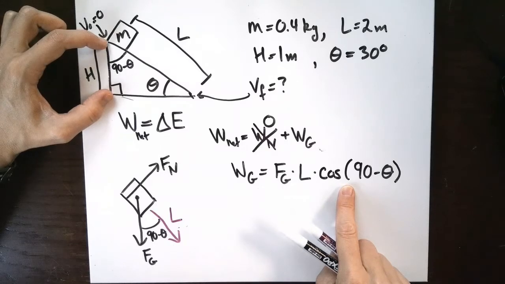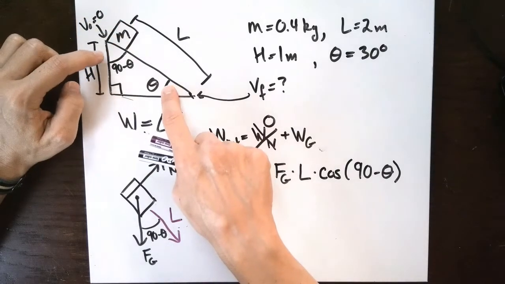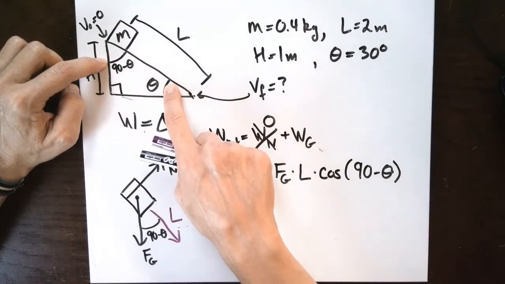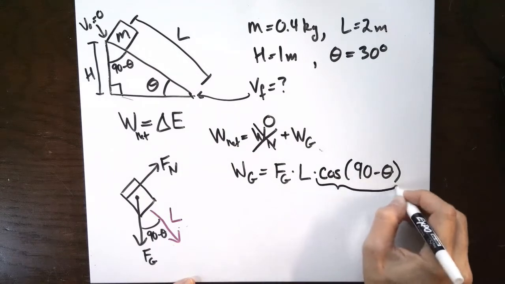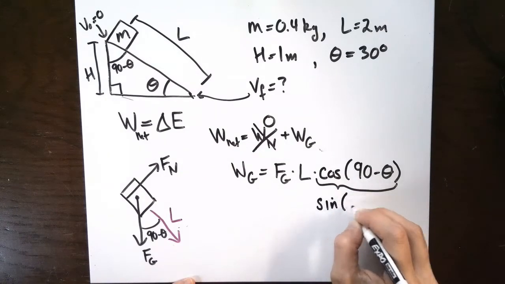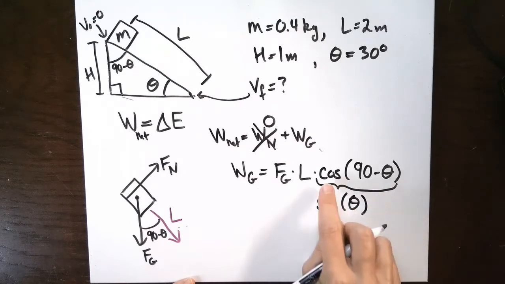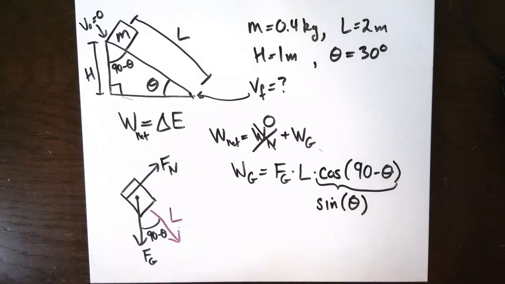But this is also equal to L times the sine of the opposite of theta. So maybe that's a little confusing. You can get out your calculator and convince yourself. But I'm claiming, looking at this triangle, cosine of 90 minus theta is the same thing as sine of theta.